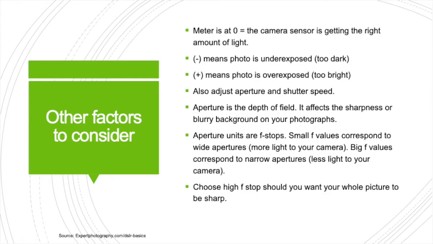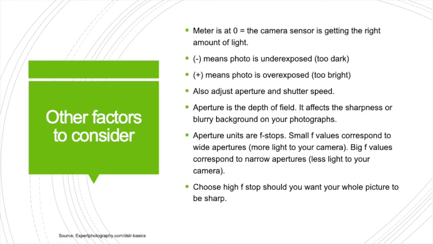Other factors to consider. Meter is at 0 means the camera sensor is getting the right amount of light. When it is minus, it means the photo is underexposed, that means too dark. When it is a plus, it means the photo is overexposed, meaning too bright. Also adjust aperture and shutter speed.